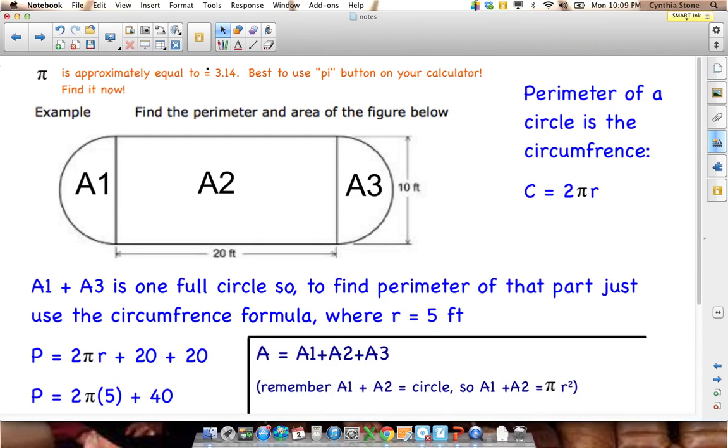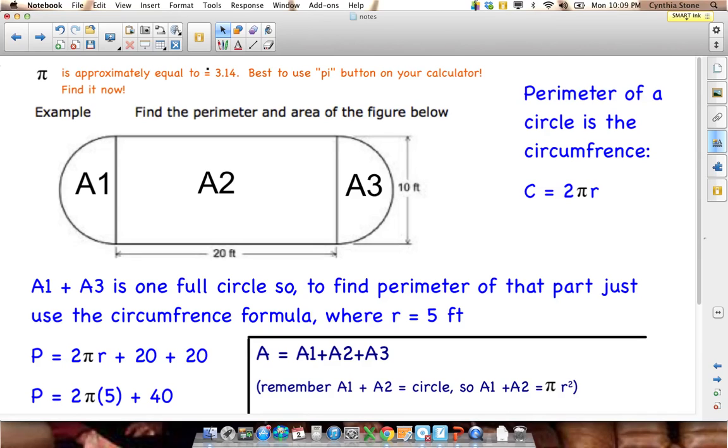So, to find the perimeter of this, like this and this part, you can just treat it as one full circle, right? Go 2 pi r. In this case, r is 5 feet, right? Because the whole distance, this whole thing, is the diameter, and that would be 10, so my radius would be half of that, or 5.